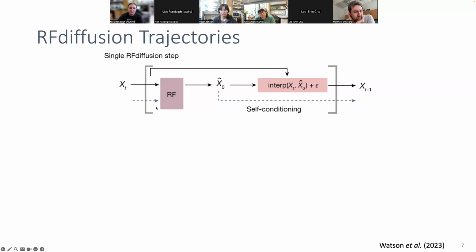There's also a self-conditioning step where they take the previously predicted ground truth structure and use that in the pair track we mentioned before. But this is how one step looks, and they concatenate a bunch of these steps together, and you have your full trajectory.